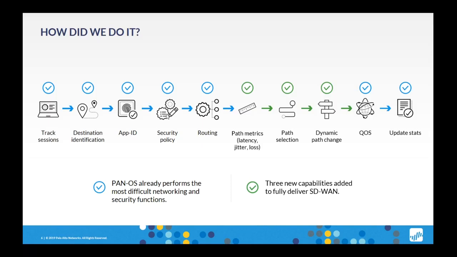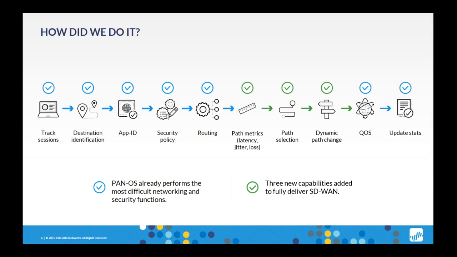SD-WAN works in this scenario as well, where you have multiple links for multiple different locations. It also works for two links between the same locations. For example, if a branch and a headquarters are both connected by two links, you can use those two links between the same two locations to make sure that the traffic is flowing reliably and the performance is achieved.